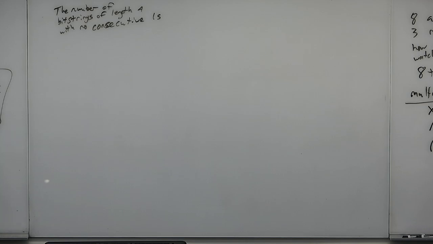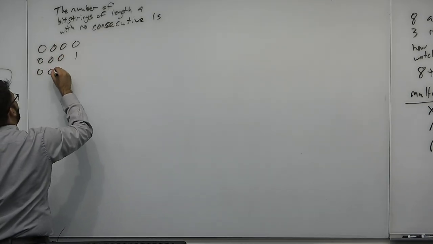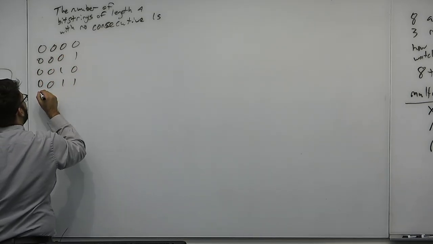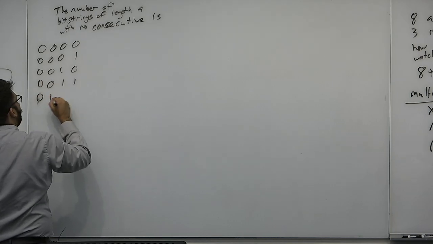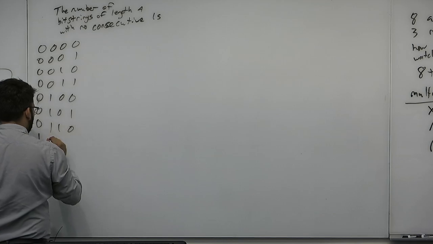Let's do this the hard way. How many bit strings are there of length 4? 16. I'm going to write out the 16 bit strings: 0000, 0001, 0010, 0011, 0100, 0101, 0110, and so on.